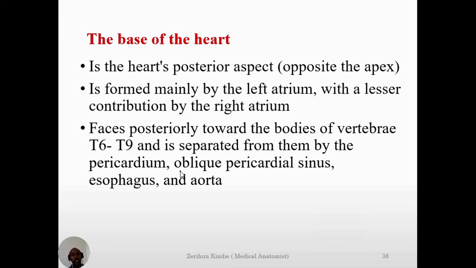Posterior to the esophagus and the aorta, there are vertebrae T6 up to T9. So if you want to count the base of the heart, you can get it at the level of T6 up to T9, thoracic vertebra 6 and thoracic vertebra 9.